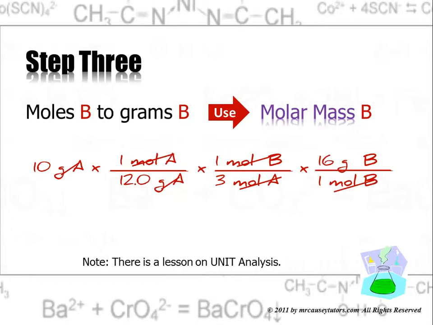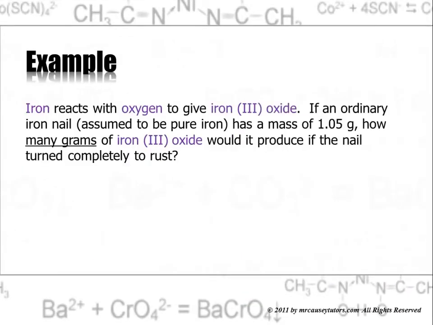And if you're not sure about unit analysis, go to Mr. Causey's YouTube channel and find a lesson on unit analysis. Let's do an example. Iron reacts with oxygen to give iron 3 oxide. If an ordinary iron nail, assumed to be pure iron, has a mass of 1.05 grams, how many grams of iron 3 oxide would it produce if the nail turned completely to rust?